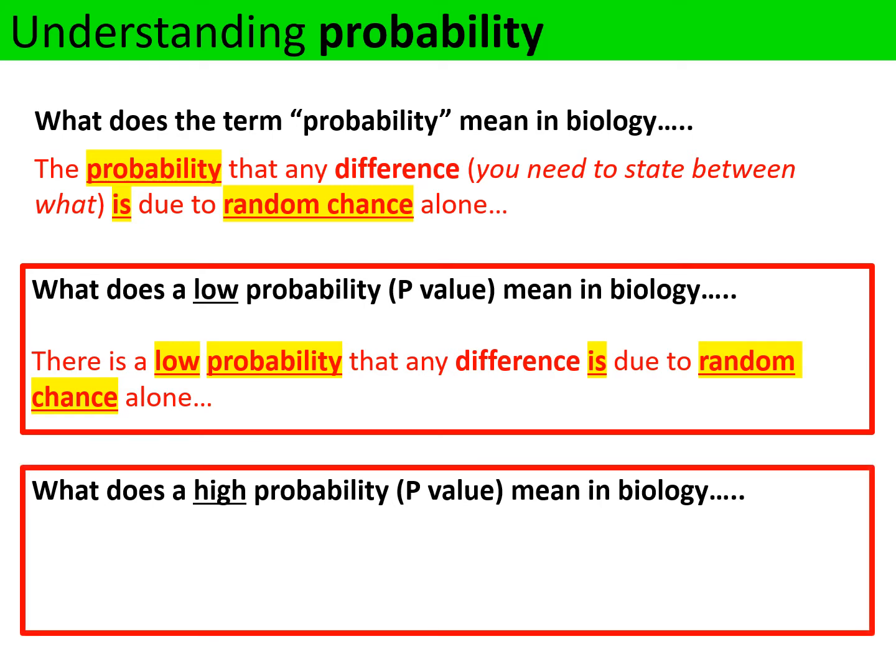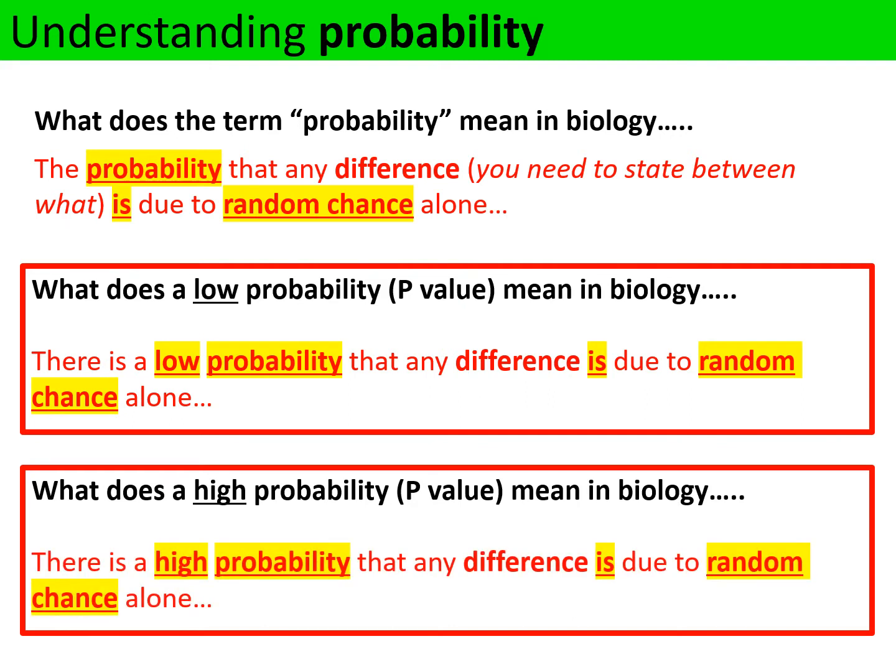Now, if we had a high p-value or high probability, that indicates that there's a high probability that the difference between two values is due to random chance. Therefore, the difference we can see between our two values is likely to be due to random chance on its own and not being caused by some other factor. So here, maybe, for example, we have two mean values. There's a high probability that the difference between the two means is due to random chance, and therefore there's no significant difference between our two mean values.